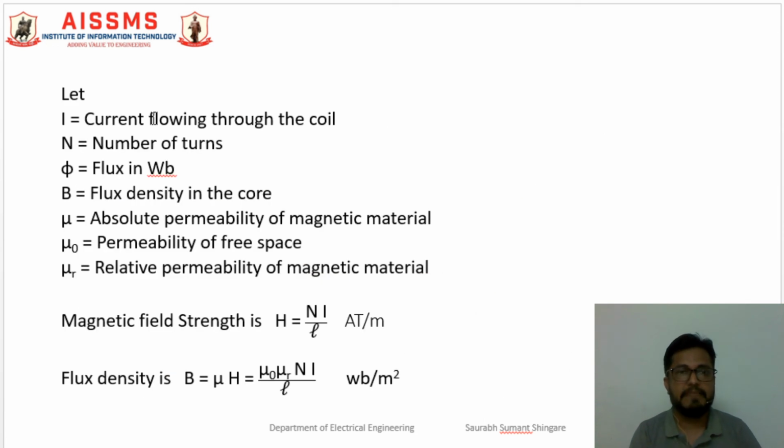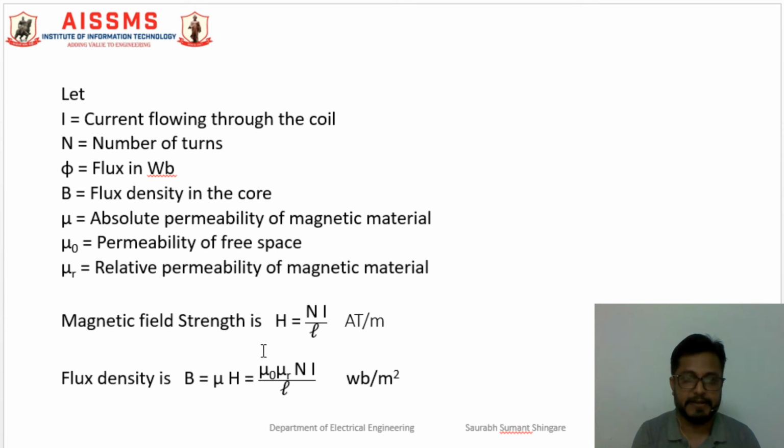Let I be the current flowing through the coil, N be the number of turns, phi be the flux in Weber, B be the flux density in the core, mu be the absolute permeability of the magnetic material, mu 0 is the permeability of free space, mu r is the relative permeability of the magnetic material. Then we can easily find out the magnetic field strength and flux density of this simple series magnetic circuit.